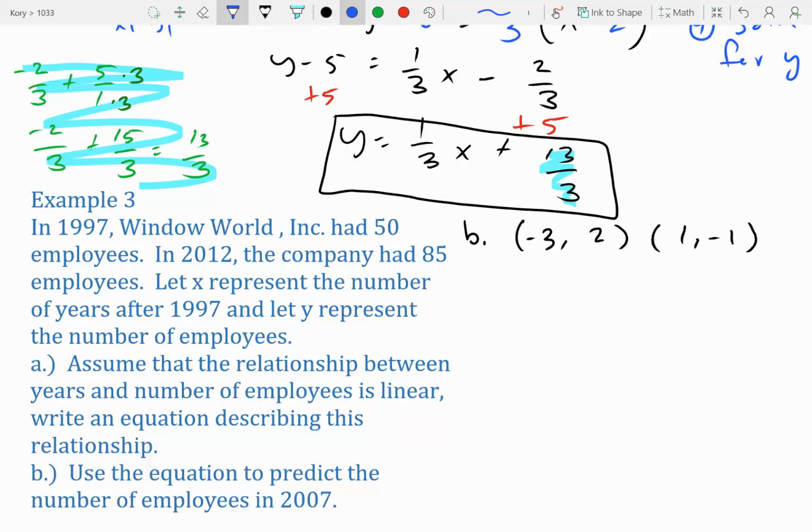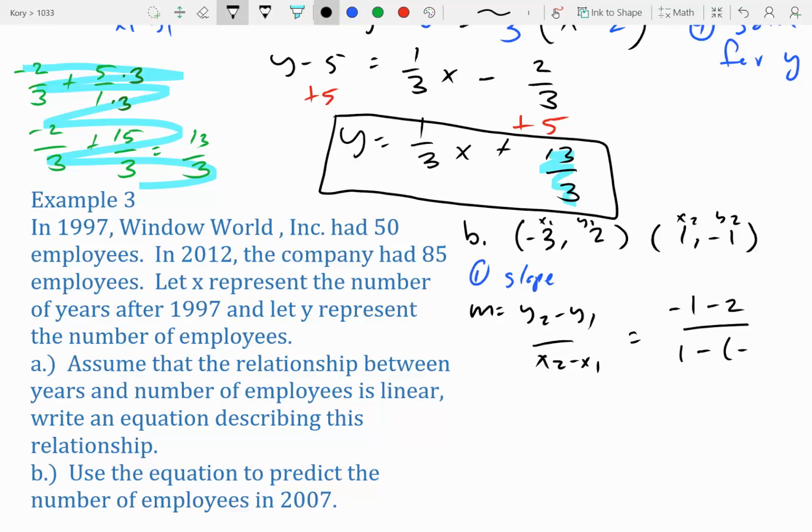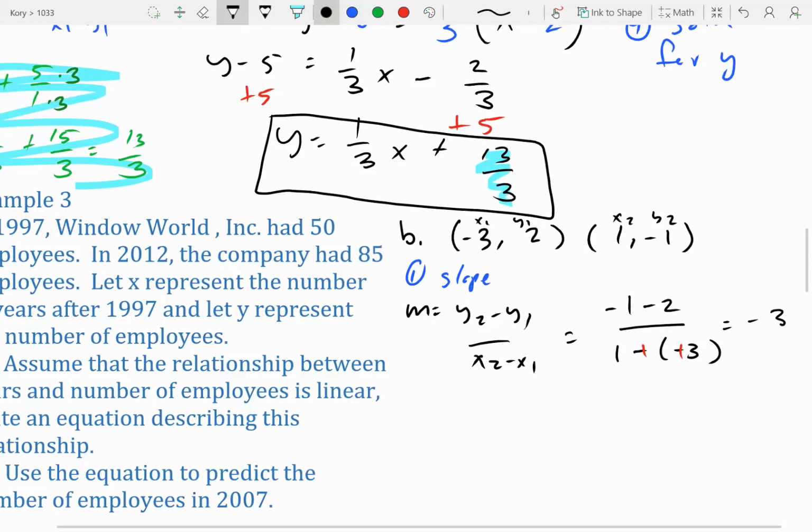The first thing we need to do is find our slope, and that's m equals y2 minus y1 over x2 minus x1. So we have x1, y1, x2, y2. We have negative 1 minus 2, and 1 minus negative 3. The negatives on the bottom become positive. So negative 1 minus 2 is negative 3, and 1 plus 3 is 4. So we have an m of negative 3 over 4.